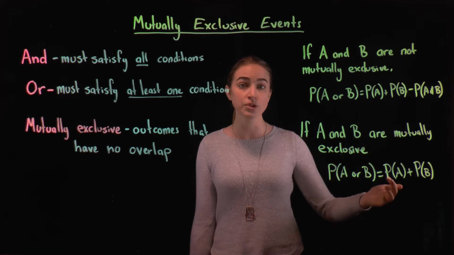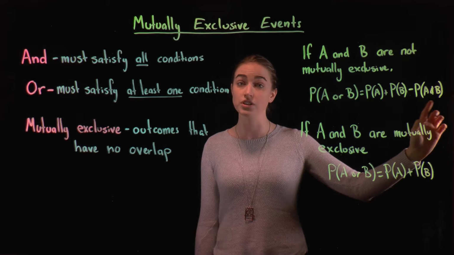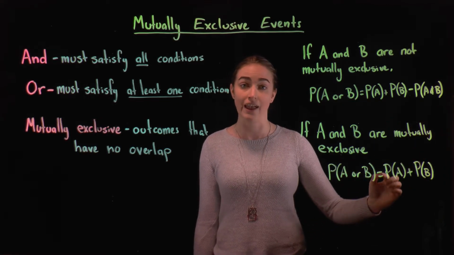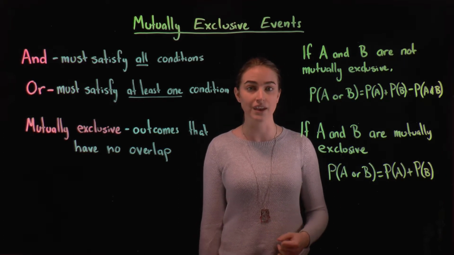If A and B are mutually exclusive, then because there is no overlap, this whole section would just be 0. So the probability of A or B just becomes the probability of A plus the probability of B. Let's have a look at what that looks like with an example.